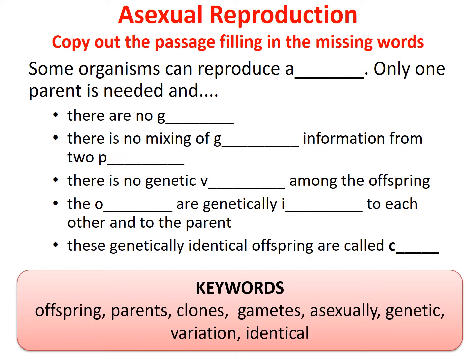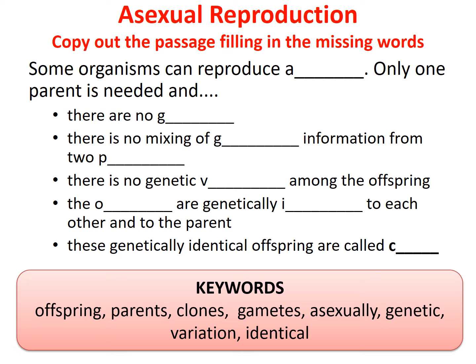Copy out the passage, filling in the missing words. You might want to pause it. Some organisms can reproduce asexually. I suppose that one's probably going to be clone. Only one parent is needed and there are no gametes, so they are sex cells. There is no mixing of genetic information from two parents. There is no genetic variation among the offspring. The offspring are genetically identical to each other and the parent. These genetically identical offspring are called clones.